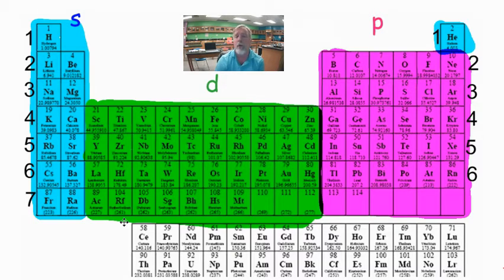Now, I do want you to notice up in the top right there, helium, rather, is in blue. It really is an s orbital. And for the purposes of what we're doing here, it would have been nice if we had helium right next to hydrogen on the left-hand side of the table.